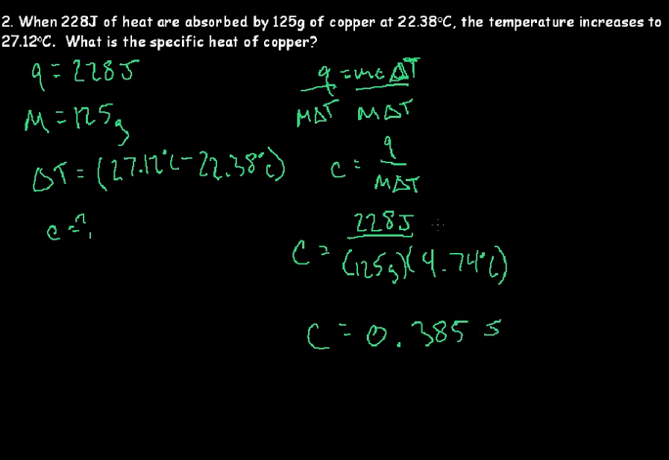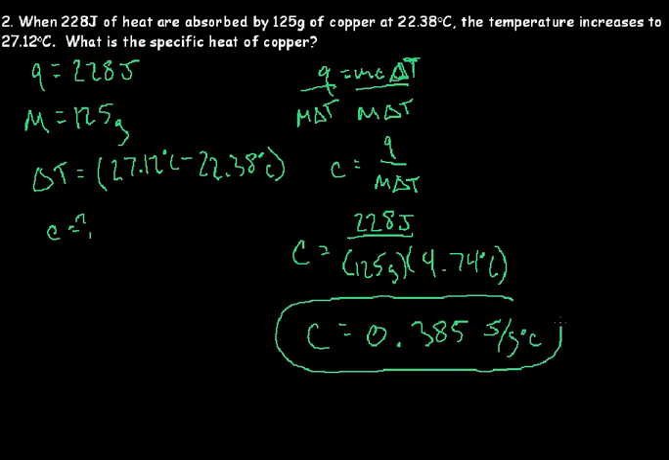Plug this all into a calculator, and it should spin out somewhere on the order of 0.385 joules per gram degree Celsius. And that is our specific heat of, in this case, copper metal.